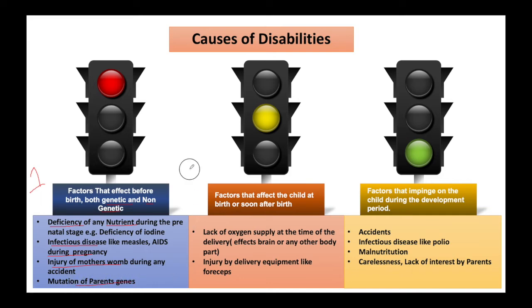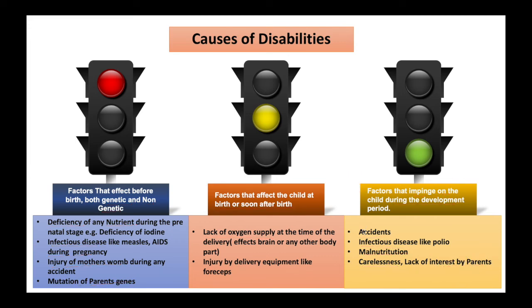Number 2. Factors that affect the child at birth or soon after birth. Lack of oxygen supply at the time of delivery affects the brain or any other body part. Injury by delivery equipment like forceps. Number 3. Factors that impact the child during the development period. For example, accidents, infectious diseases like polio, malnutrition, carelessness, lack of interest by parents.